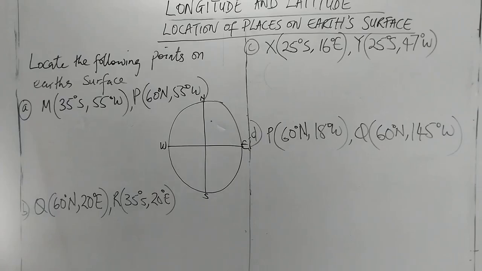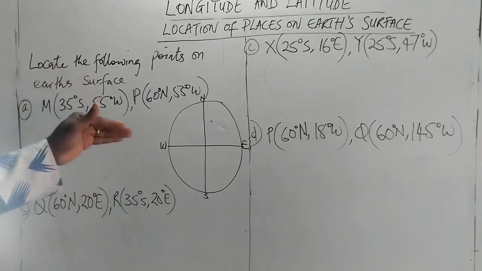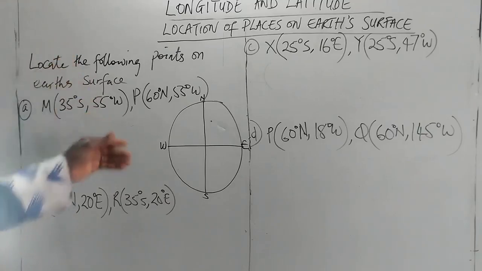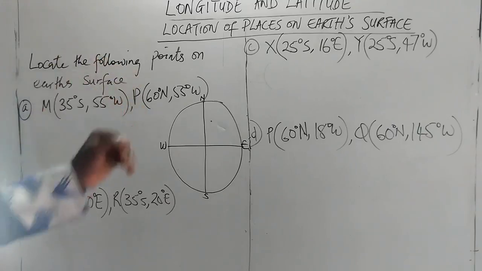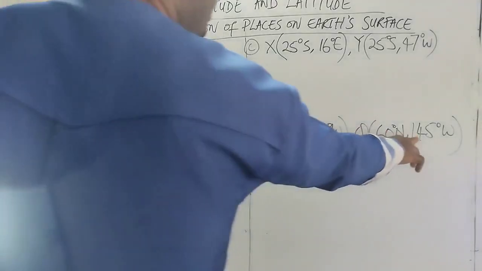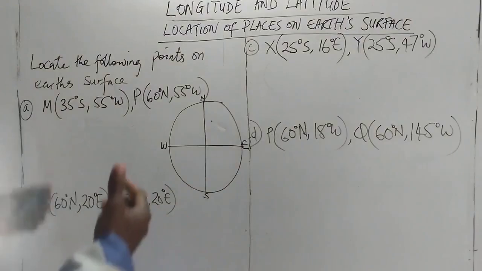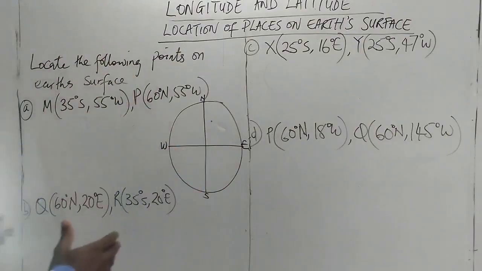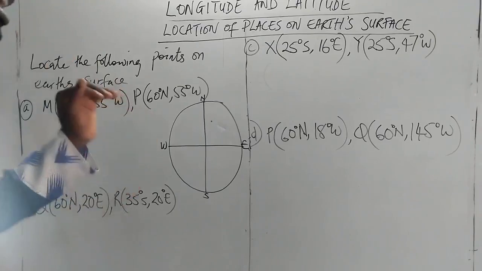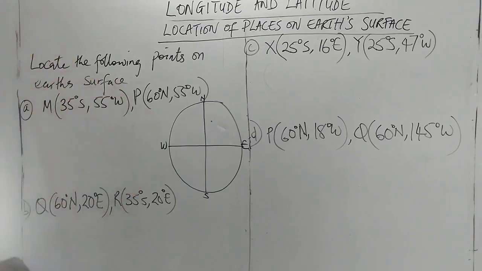Good. Another important point is that latitudes run from 0 to 90 degrees, while longitudes, the lines of longitude, run from 0 to 180. If you look on the board, you notice that here we have 145 degrees west. That is longitude for you. Longitudinal lines start from 0 and run up to 180. But latitudinal lines or parallels of latitude start from 0 and end at 90.